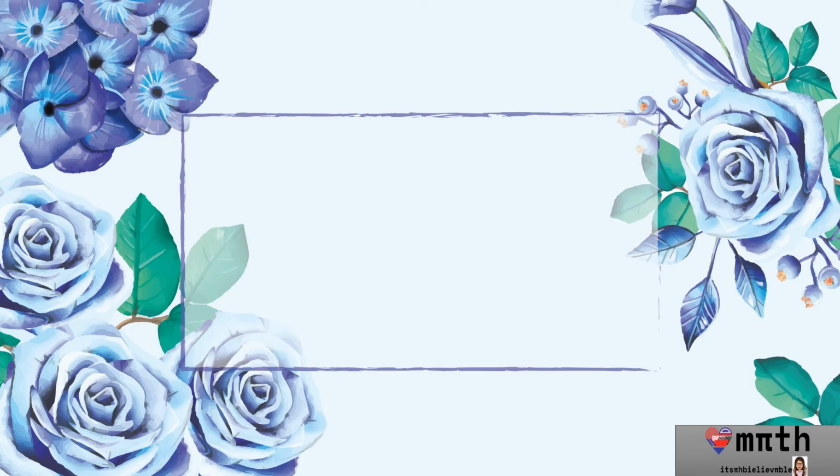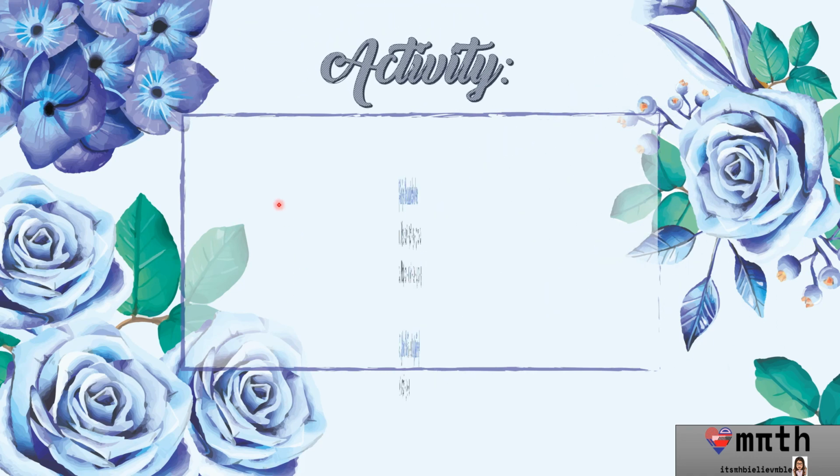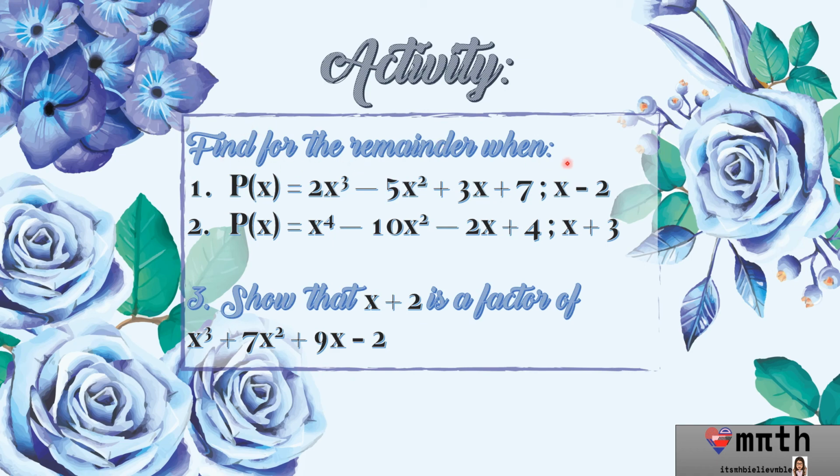Since we are done with our discussion, now let's have our activity. In this activity, find the remainder when, number 1, p of x is equal to 2x raised to 3 minus 5x squared plus 3x plus 7 if divided by x minus 2. Then, number 2, p of x is equal to x raised to 4 minus 10x squared minus 2x plus 4 if divided by x plus 3. Then, number 3, show that x plus 2 is a factor of x raised to 3 plus 7x squared plus 9x minus 2.